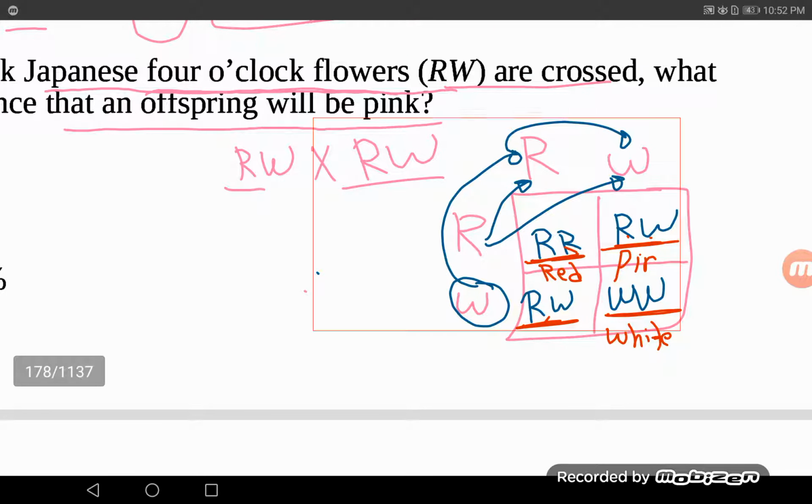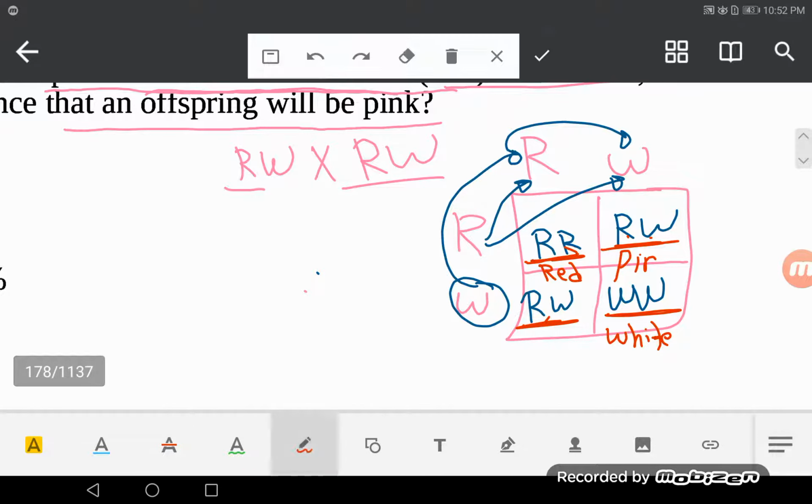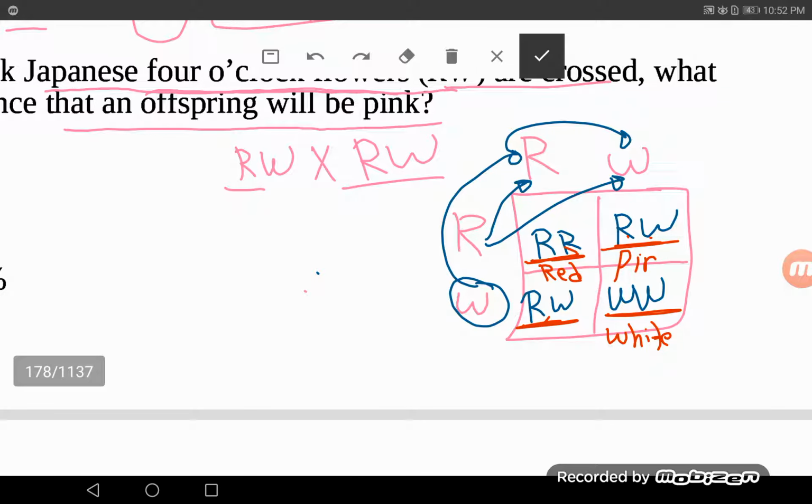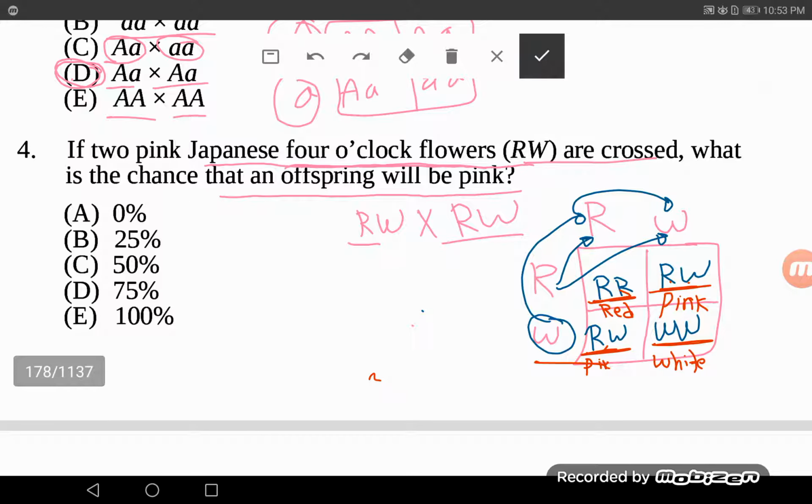So sorry guys. As I said, two of the flowers will be pink in color. Okay, so how many pinks do we have? And this one is pink. We have two pinks, one, two, and we have one red and one white.